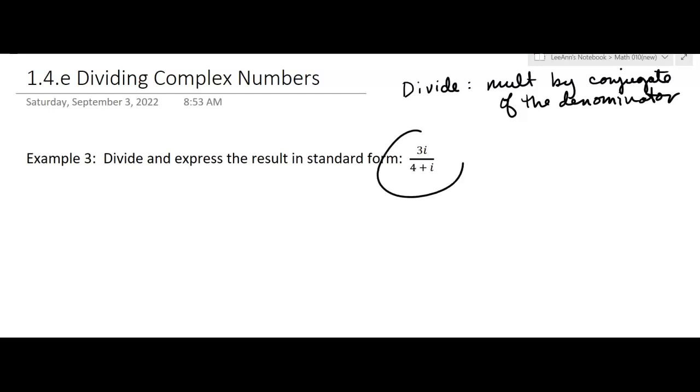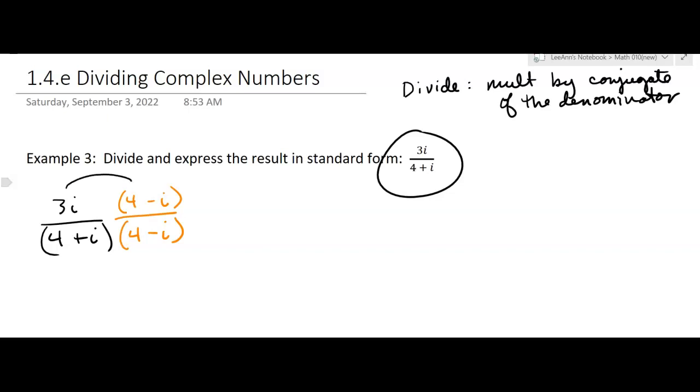Okay, so here I have 3i over 4 plus i. So what we're going to do is similar to our process for rationalizing a denominator, getting a square root out of the denominator. So we're going to multiply by the conjugate, which is 4 minus i in this case. Well, whatever we multiply the denominator by, we're going to multiply in the numerator. And then it's a matter of doing the multiplication.